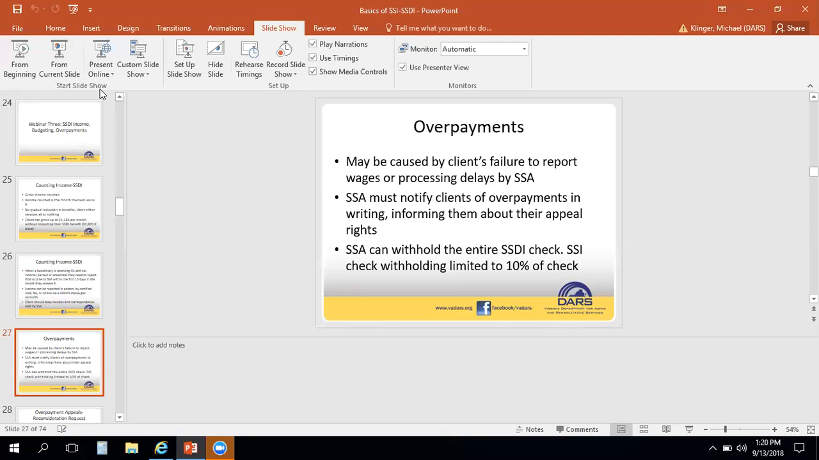SSI is based on need. The clients have to be low income to receive an SSI check. And so because that SSI eligibility is based on financial need, that's why it's limited to 10% of the check. SSDI is not limited to need.